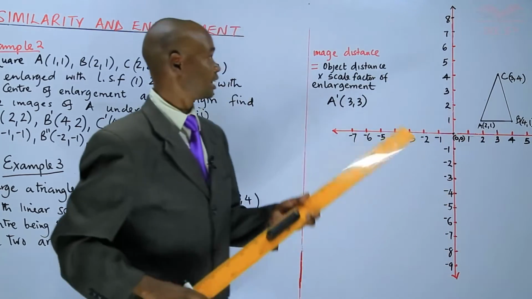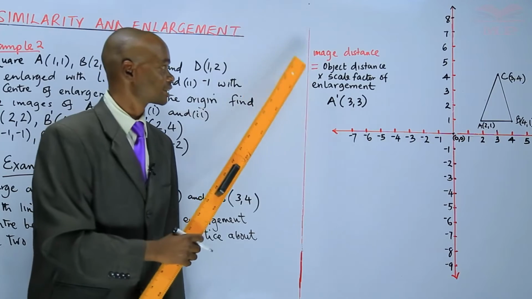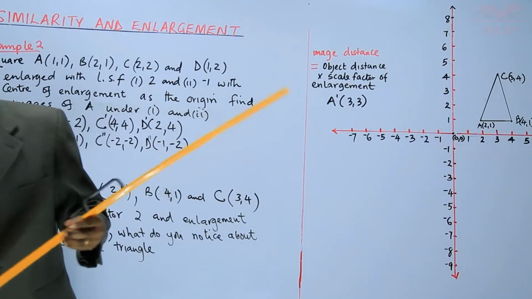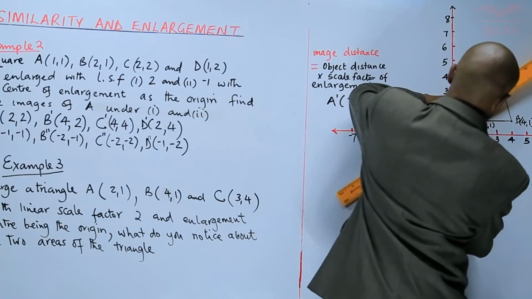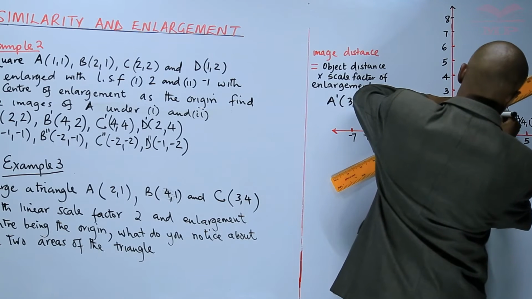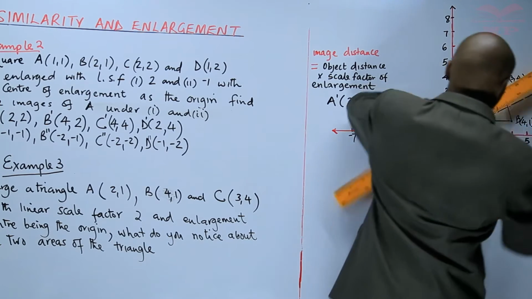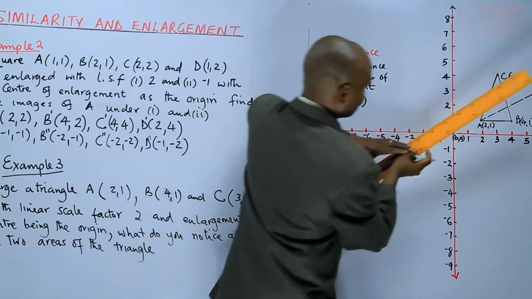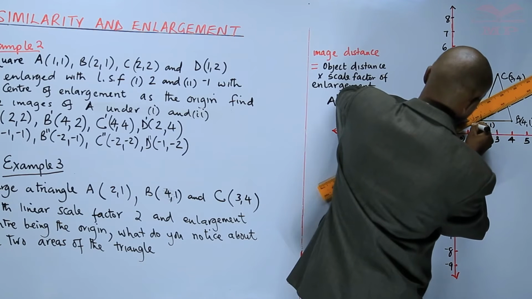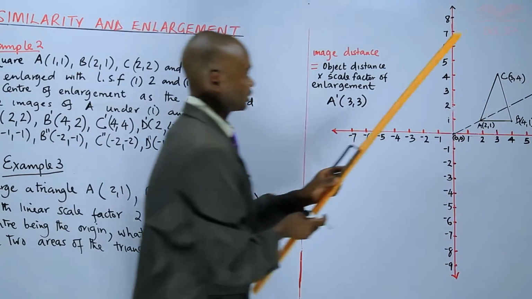Straight to our enlargement. The guiding factor is still there. Image distance is equal to object distance times scale factor of enlargement. So number 1, join from the center. Join each vertex to the center of enlargement, which happens to be the origin. Learner, join that clearly. Sorry, that's not the center. The center is the origin. It is here. So I'll still join C to that.